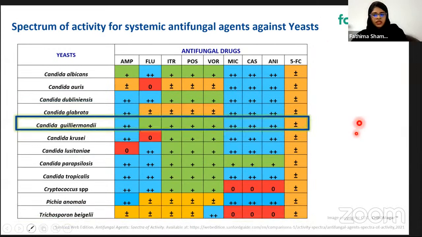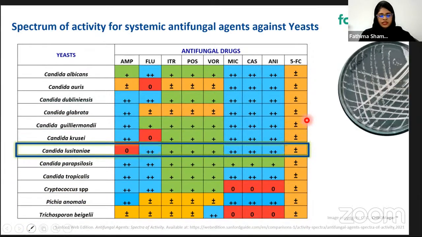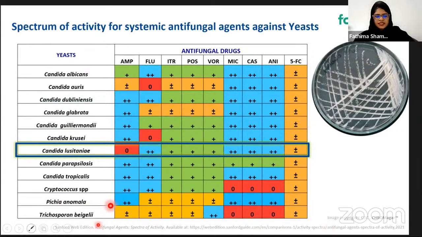Next, we have Candida guilliermondii. Now this is rarely isolated from clinical specimens, but they are usually susceptible to most of the antifungal agents, known to cause candidiasis, endocarditis, often affects immunocompromised patients. Next, we have Candida lusitaniae. This is considered an emerging opportunistic pathogen, and it is resistant to amphotericin B, but the rest of the antifungal agents, it is active.